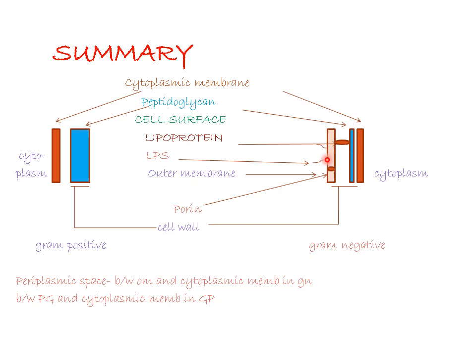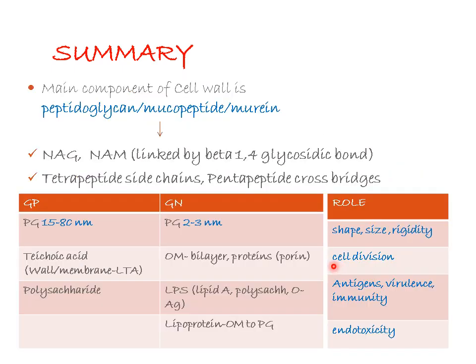On the surface there is lipopolysaccharide. This lipopolysaccharide is made up of three components: lipid A, polysaccharide core and O antigen. This is responsible for endotoxicity and O antigen specificity of the organism. So periplasmic space is the space between the outer membrane and cytoplasmic membrane in case of gram negative, whereas in case of gram positive it is the space between the peptidoglycan layer and cytoplasmic membrane.